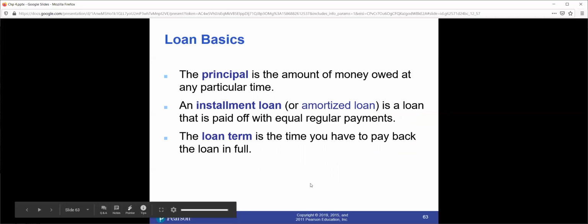An installment loan or an amortized loan, you will become familiar with these as you dive into this terrible pond, is a loan that's paid off with equal regular payments. I don't know if you can have many loans that do that anymore, actually. Lots of loans change payment schedules. Well, I don't know. Actually, I'll take that back. I'm not going to say loans regularly change payment schedules. I will say that not all loans are amortized. The loan term, of course, is the time you have to fully pay back the loan. That makes sense.